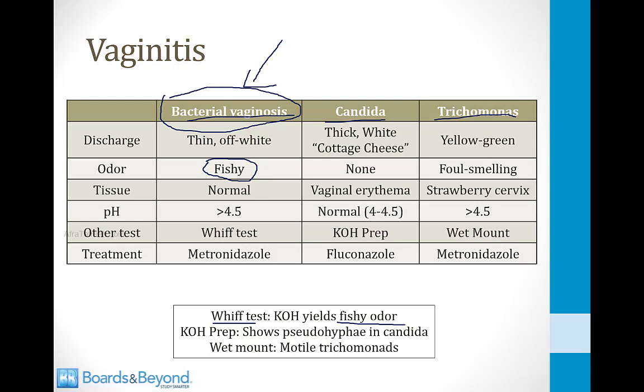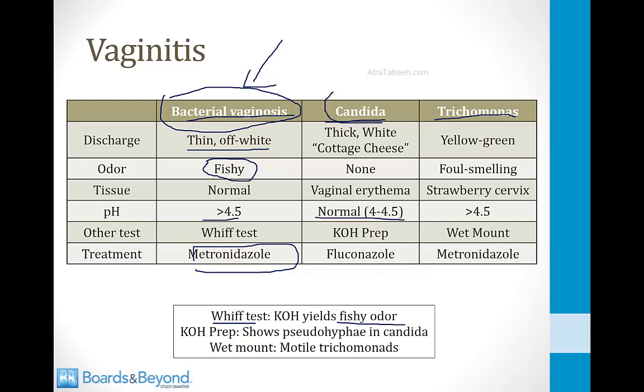Bacterial vaginosis is not an STD, but it's more common in women who've had lots of sexual intercourse. That makes the infection more likely to occur. The discharge in bacterial vaginosis is thin and off-white. It's sometimes called gray. It's treated with metronidazole, and it has an elevated pH. All these infections have an elevated pH except for Candida.